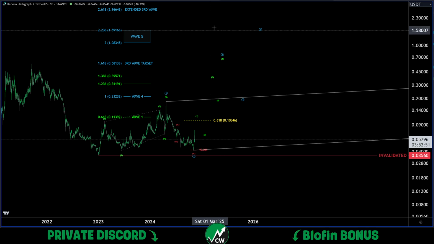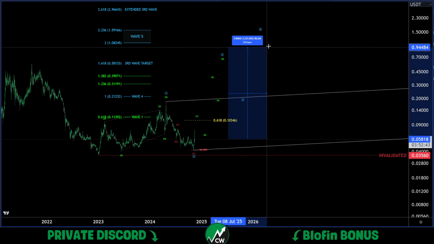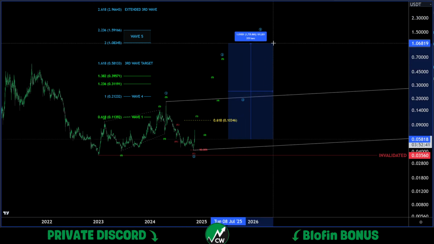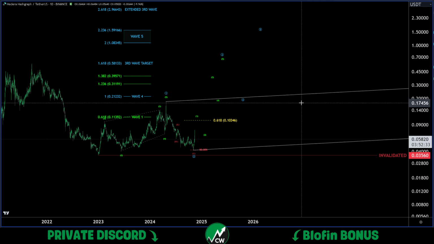If we actually get a 5-wave impulse just to regular extension targets, I mean, what percentage are we talking about here? Even just the 200, 1,700%, right, from right now's price. It's pretty good. So yeah, looking to load up on HBAR.